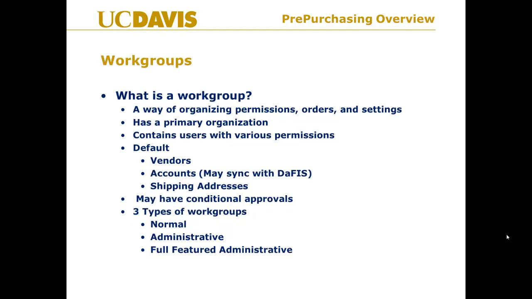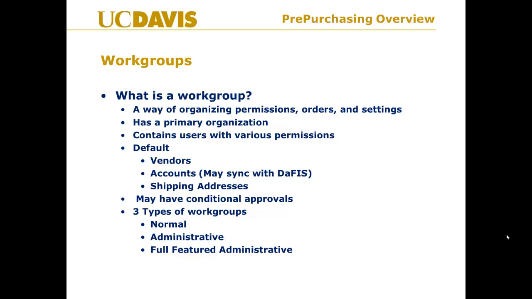So what is a work group? It's a way of organizing your permissions, orders, and settings. You can just think of it as a container to group all these together. It has a primary organization, and this is used to determine access for administrative work groups. It contains users with various permissions and allows you to default lists of vendors, accounts, and shipping addresses. Your accounts may be synchronized with Davis if you choose to do that.